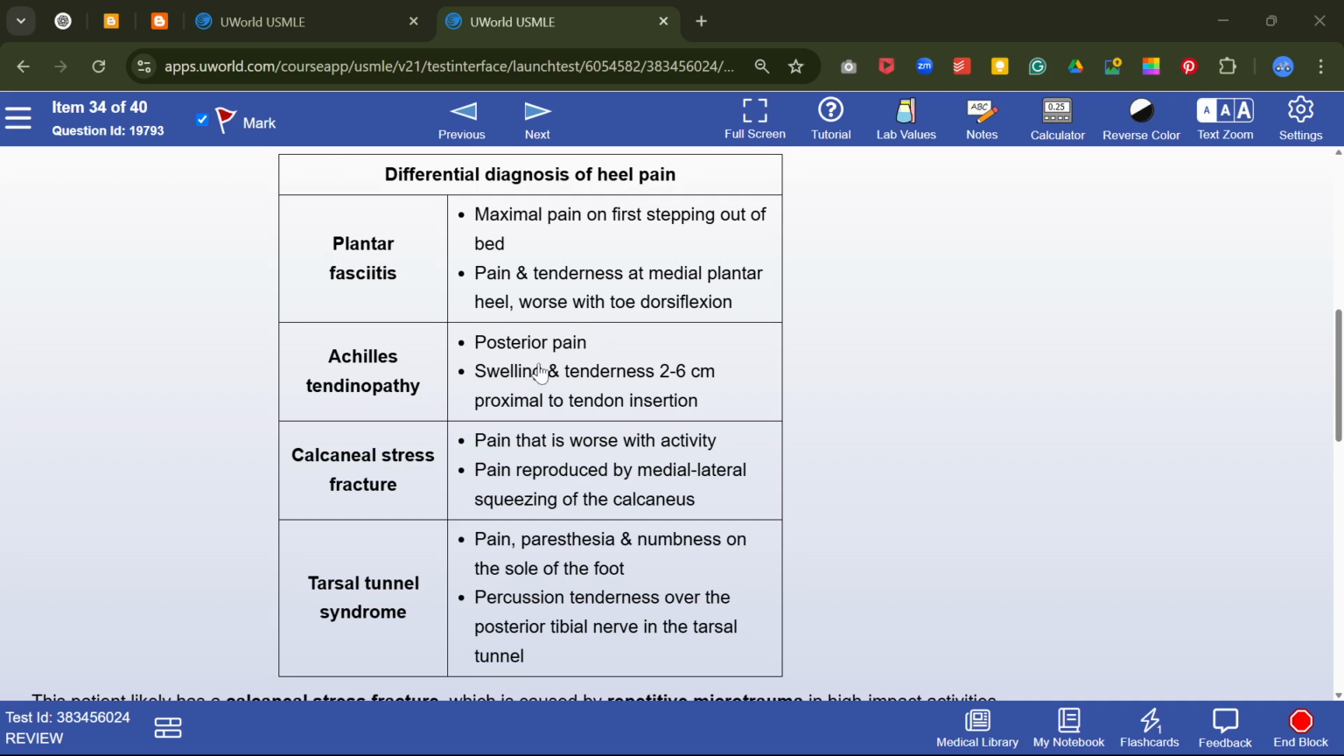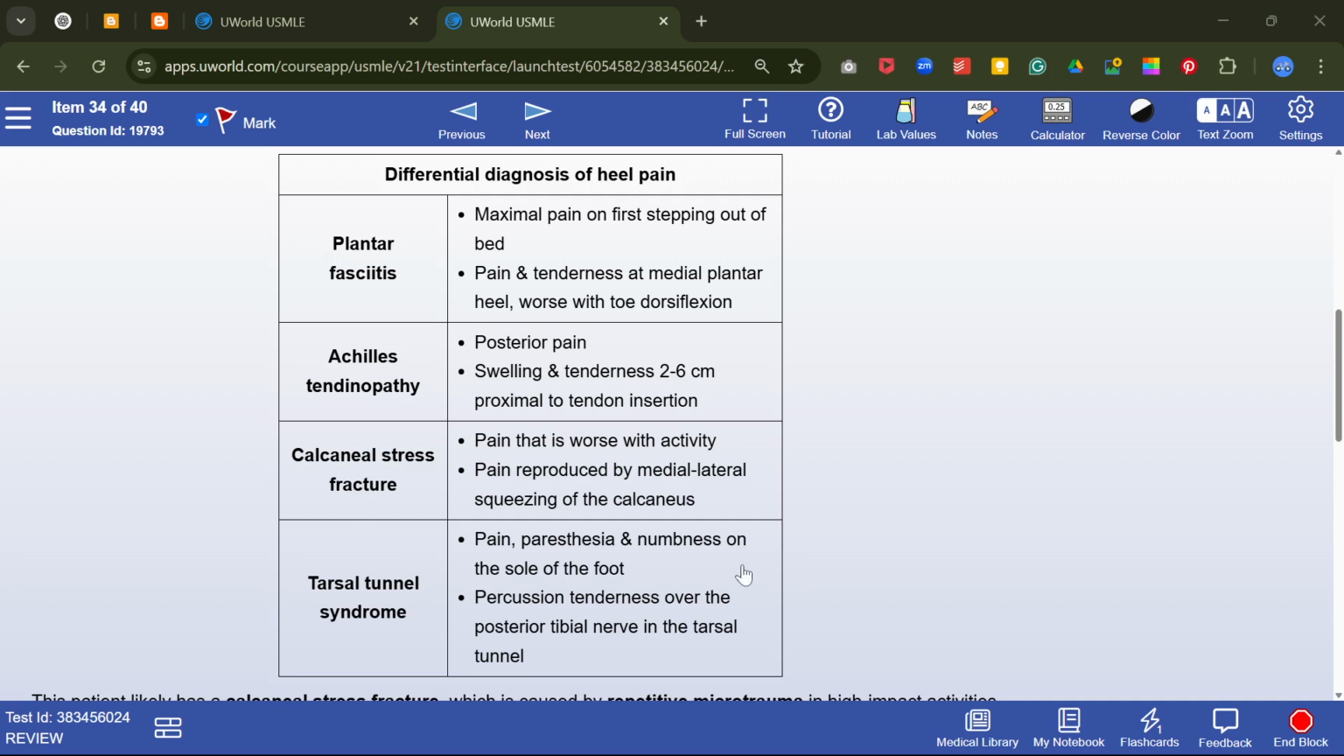Achilles tendinopathy: there is posterior pain, swelling and tenderness 2 to 6 centimeters proximal to the tendon insertion.